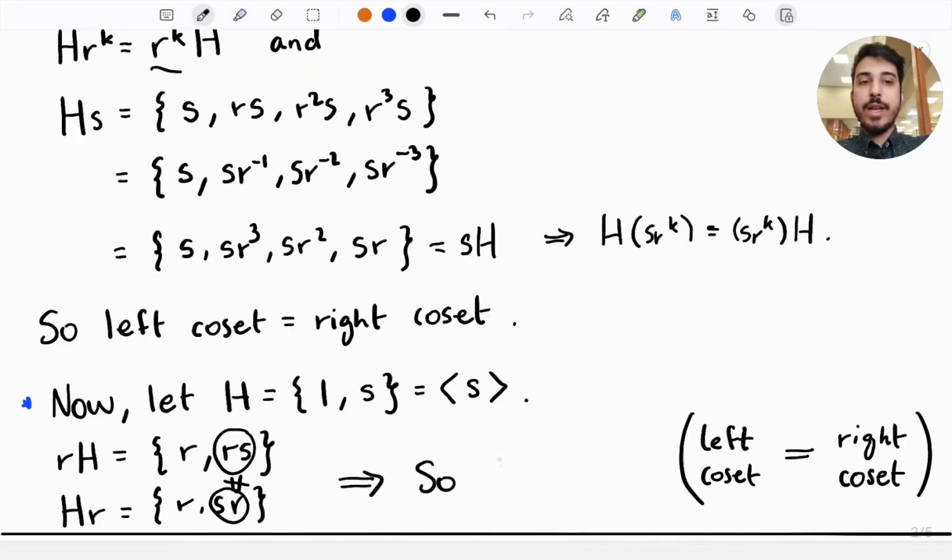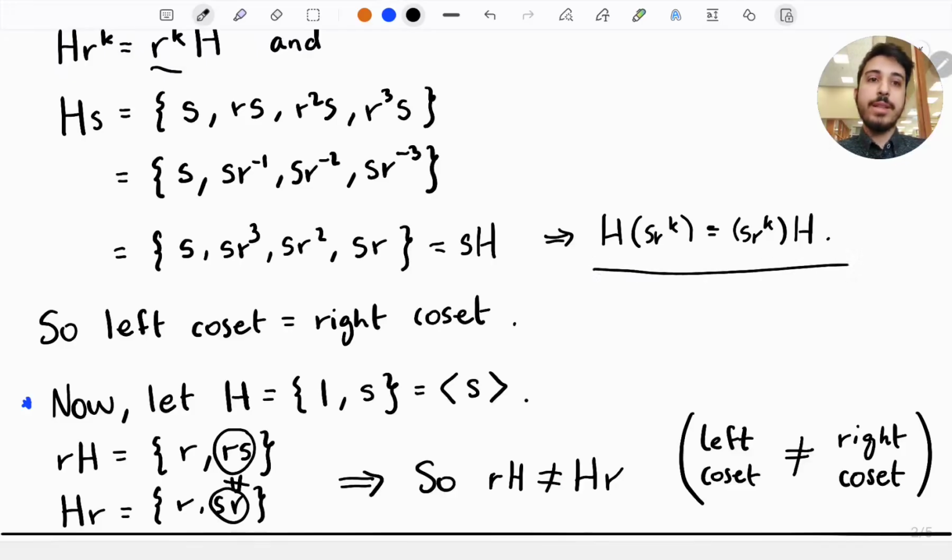Since RH and HR are not equal, we have that the left coset is not equal to the right coset. So there are some choices of H for which we have equality no matter what coset, and there are other cases of H for which that is not the case. This will be able to prove something important later on.